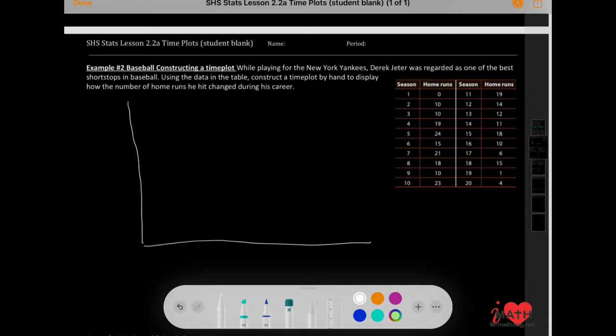Here's my horizontal and my vertical. The first thing we're going to do is label and scale the time axis. So here, this is my X. I'm going to mark it with a season. And then, well, he played 20 seasons, so let's do, there is 20, and there is 10, so you can do 2, 4, 6, 8, 12, 14, 16, 18. Equally spaced here.